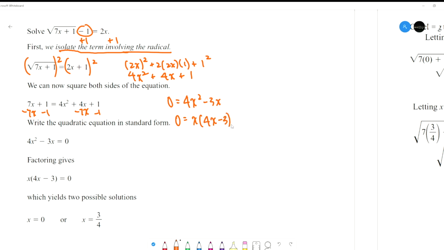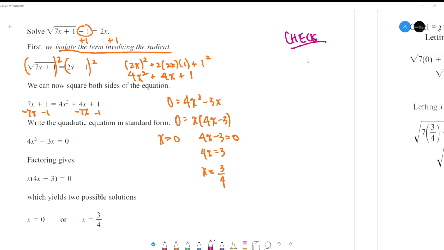And you set each factor equal to 0. So that means x is equal to 0, and 4x minus 3 is equal to 0. Remember this from chapter 6, right? So this one's okay. We need to do this. We have to add 3 and divide by 4. So x is equal to 3 over 4. So we have to check both solutions to see if they're actual solutions or not, right? So check.